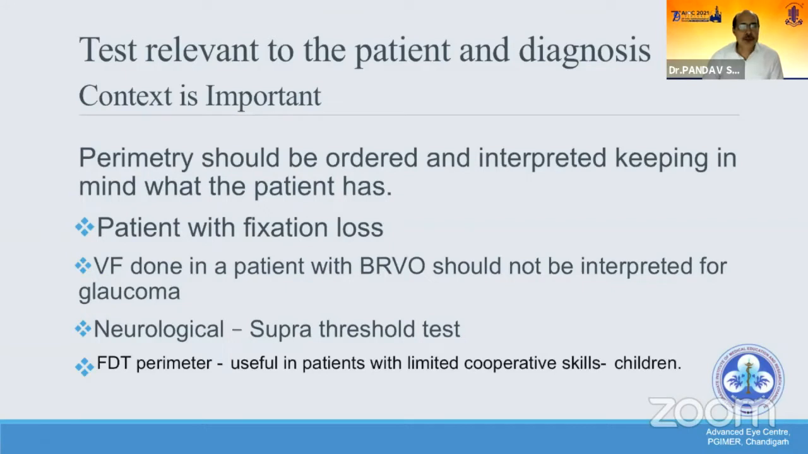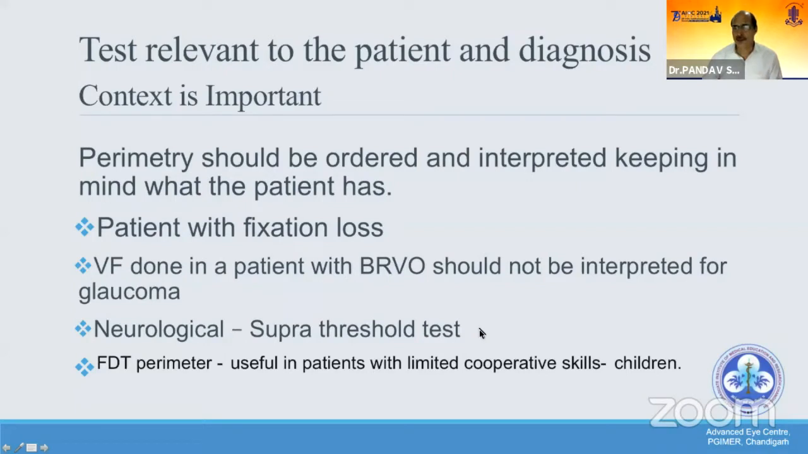So regarding the first point, the test must be relevant to the patient or diagnosis. What this means is that the context in which you are doing the visual field is important. The perimetry should be ordered and interpreted keeping in mind why the test was done and who the patient is. To give an example, if you have a patient who has a fixation loss, then you might have to devise a strategy where that has to be compensated for. And if you're testing a neurological patient, you will do a suprathreshold test, which will be most convenient and faster and would give you the same information.